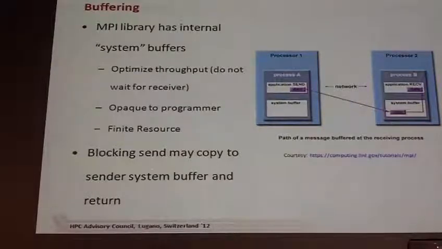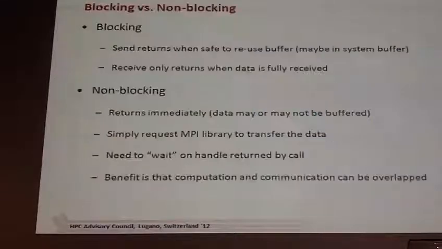So the blocking send, which I introduced earlier, may copy to the sender system buffer and then return. Then the library can try to send the data after that. Now, the big thing, especially for the application writer, is blocking versus non-blocking. As I mentioned, a blocking send returns when it is safe to reuse the buffer, maybe in the system buffer, and a receive only returns when the data is fully received. On the other hand, the non-blocking call returns immediately. That means data may or may not be buffered.